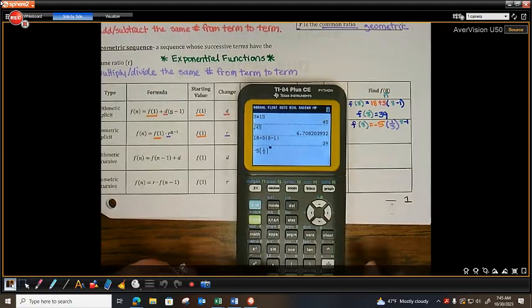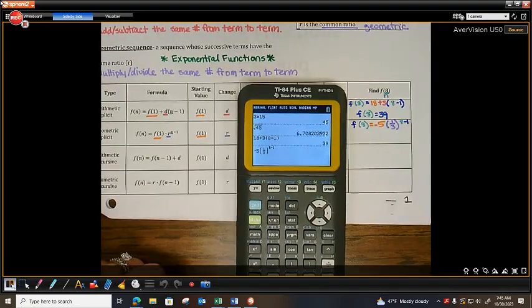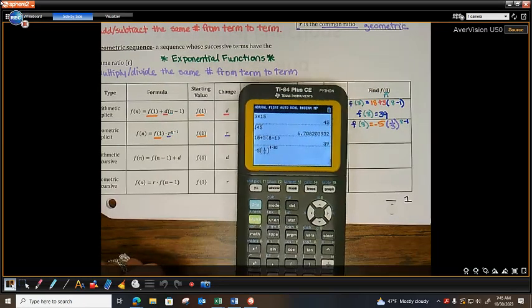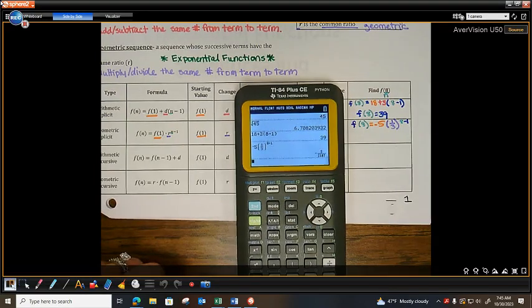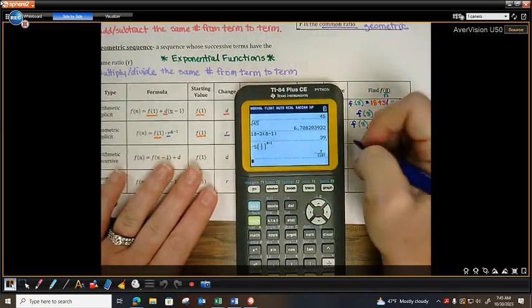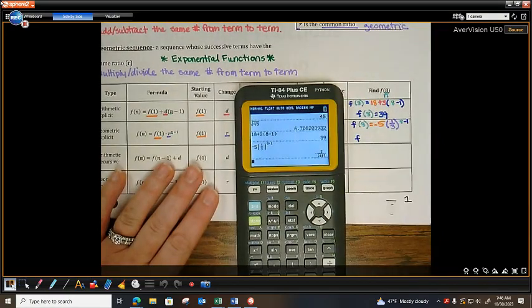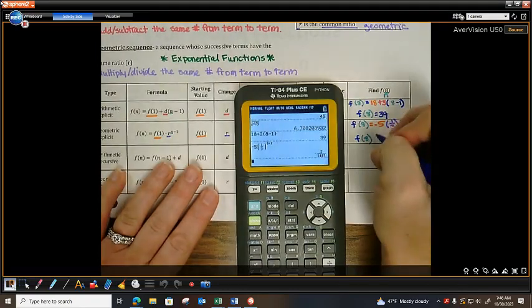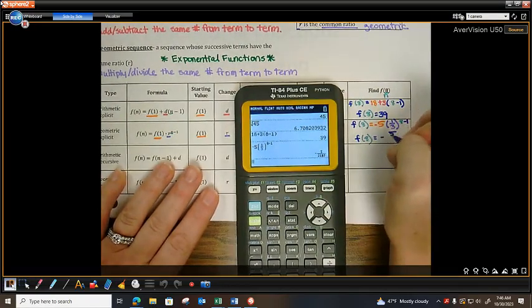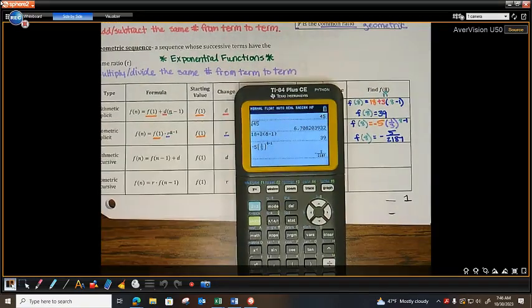Raised to the 8 minus 1 power. We all doing this with me? So much of this unit, guys, is going to be, can you use your calculator? Can you let your calculator help you? So I get f of 8 to be negative 5 over 2,187. That's a really small number.